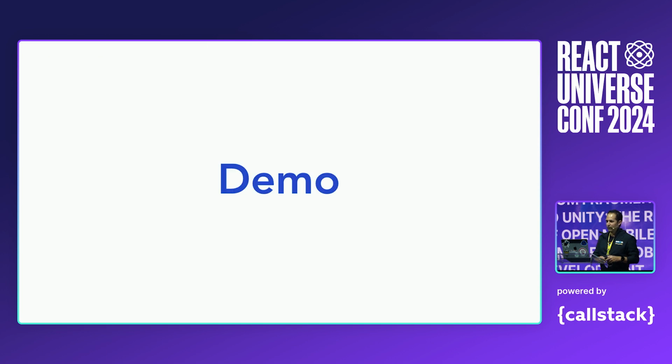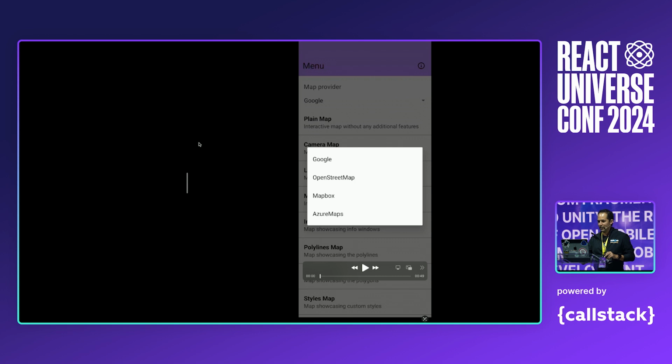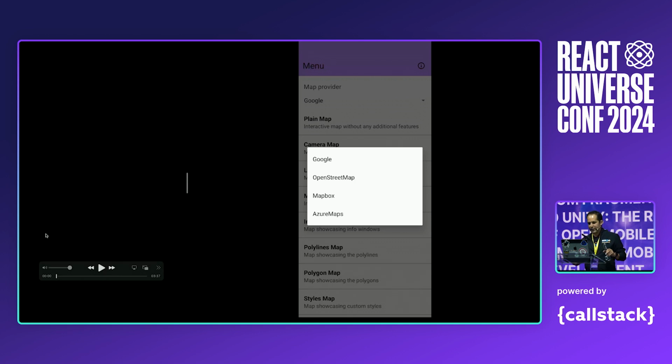All right, so I don't have a live demo because this requires connectivity and potentially we run into these issues. But the idea was, on the left side, I have a non-GMS device, and on the right side, I have a GMS device. This is a Huawei device, and this is a Pixel device.